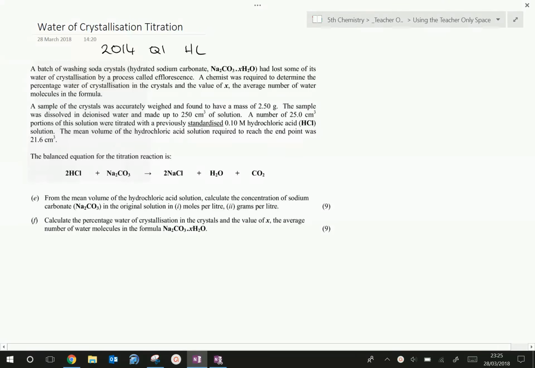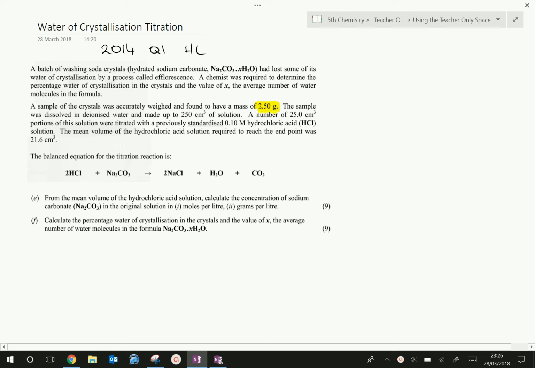In the 2014 higher level paper for question 1, what we see is that we have a water of crystallization question. So the first thing we're going to do is to go through the information we have and identify which numbers belong to which chemicals. So if we begin on the second paragraph, we see that a sample of the crystals was accurately weighed and found to have a mass of 2.50 grams.